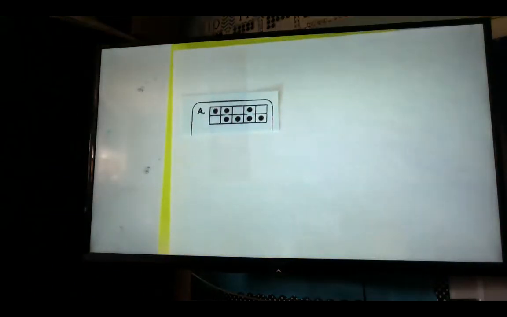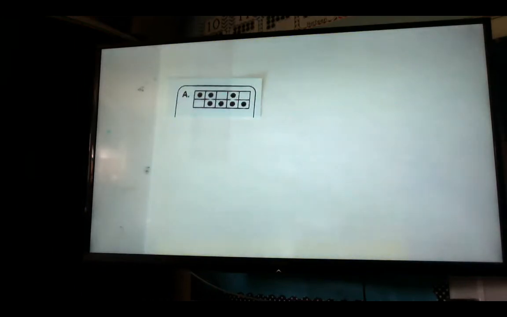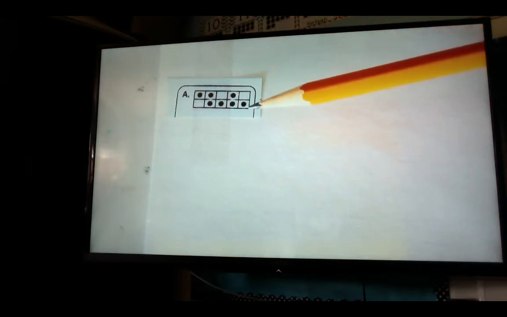All right, this next one we are going to go to 10 frames, okay? So get ready. How many do you see? Turn and tell somebody around you how many you saw. Good. Now tell them how you saw them. Great. Let's look at it together. I see 3 on the top row and 4 on the bottom row.